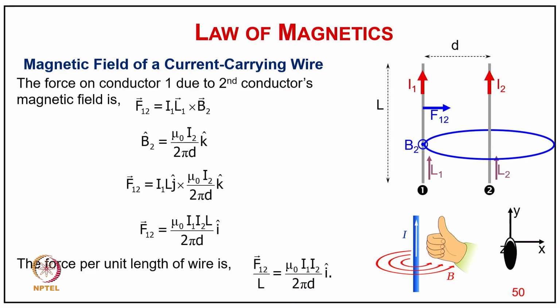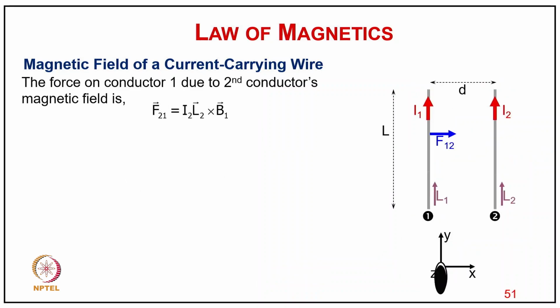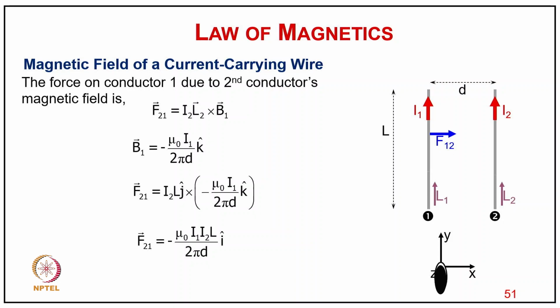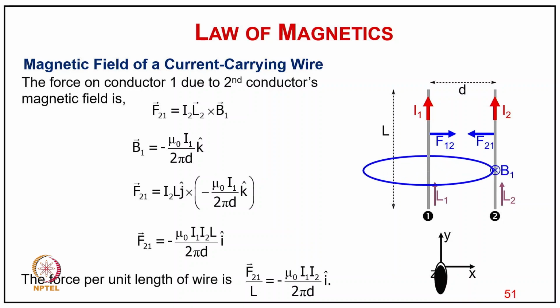So the force per unit length of wire is F12 upon L equals mu 0 I1 I2 upon 2 pi d, directed along the direction of the field. Similarly, for the magnetic field of a current carrying conductor, the force on conductor 1 due to the magnetic field is F21 = I2 L2 × B1, where B1 is minus mu 0 I1 upon 2 pi d. Then F21 can again be expressed as minus mu 0 I1 I2 L upon 2 pi d, and the force per unit length is F21 upon L equals minus mu 0 I1 I2 upon 2 pi d. So that's the force per unit length of the conductor.